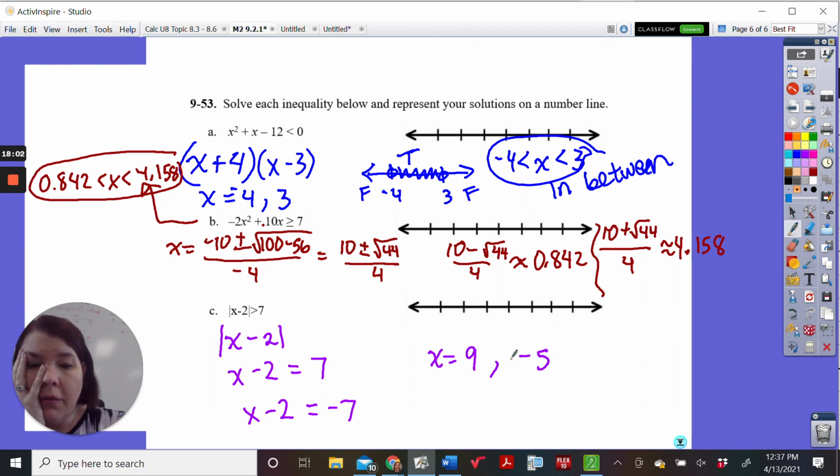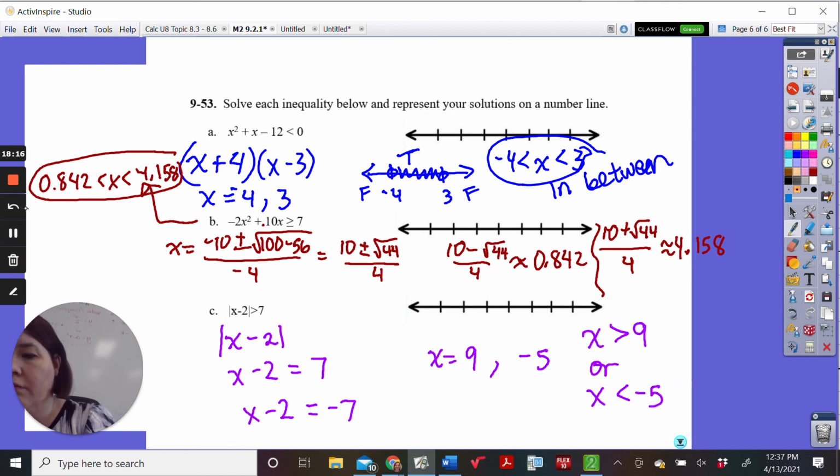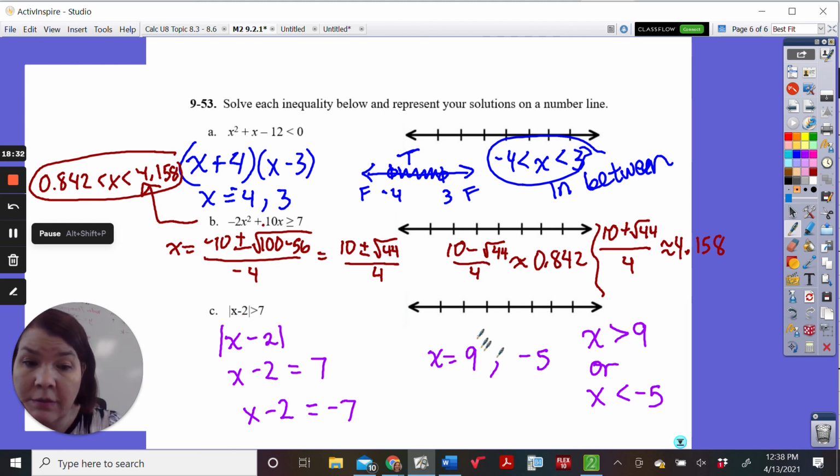So if I put a number in between like 0, it's not true, so it's the numbers outside. I thought I had paused, but I just kept writing, sorry about that. So I mentally tested without saying anything because I thought it was paused. Plugged in 0, I get 2 is bigger than 7, which is not true. So 0, which is in between these, was not true. So in between is wrong.